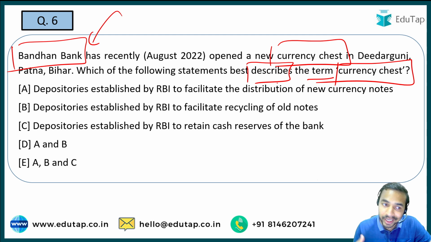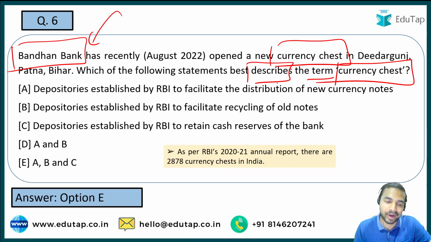Is it depositories established by the RBI to facilitate the distribution of new currency notes? Depositories established by RBI to facilitate recycling of old notes? Or depositories established by RBI to retain the cash reserve ratios of the banks? That is what you are required to tell me. So guys, the right answer is option E, that is, all of A, B and C are correct in terms of the currency chest, with regard to the statements mentioned here.